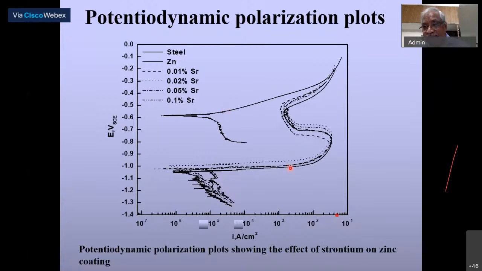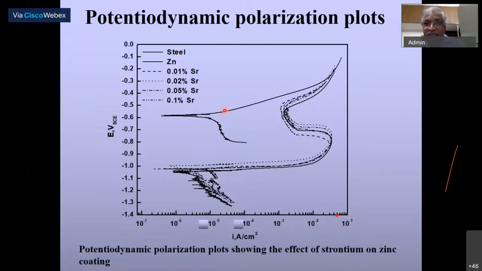I should extrapolate this up to somewhere here, and I should get this current, right? Suppose I assume that the coating is not gone and the coating is intact, so I start extrapolating this, and I should get a current of this much, isn't it? This should follow the same line, right? So this much current should form for a pure coating. For a steel, this should be the current.